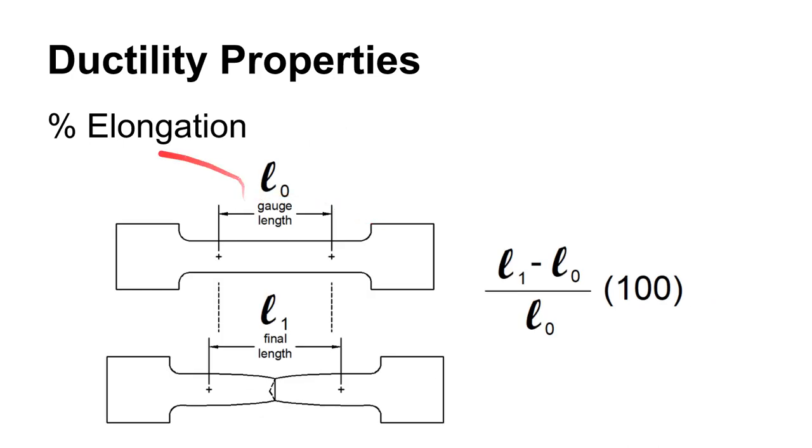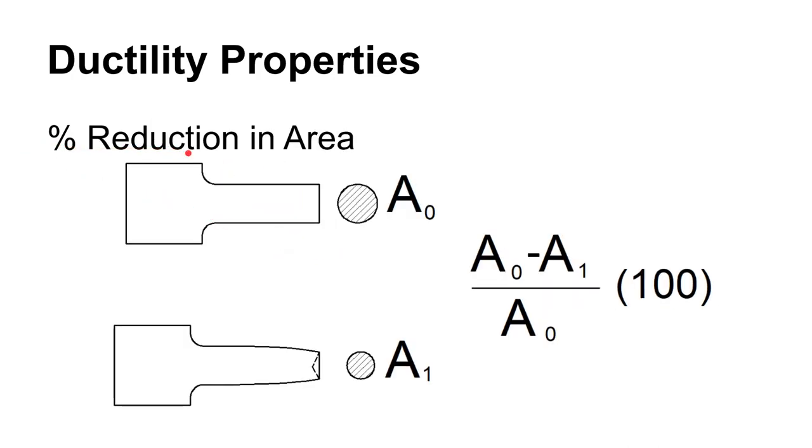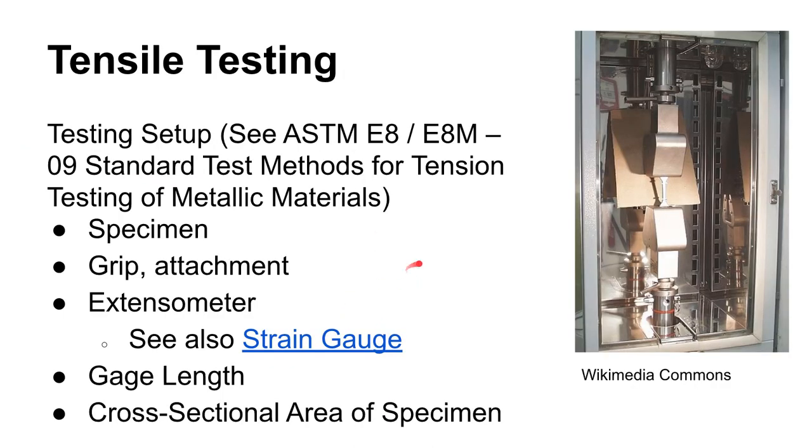So the first one is elongation, so we're talking about the thing getting larger. Here we're talking about the reduction, the thing is getting smaller. So those two values are used a lot to talk about the ductility of a material.